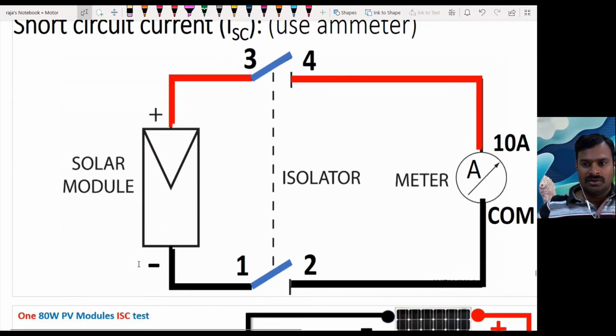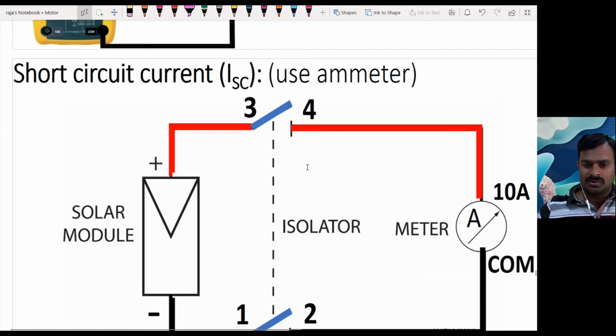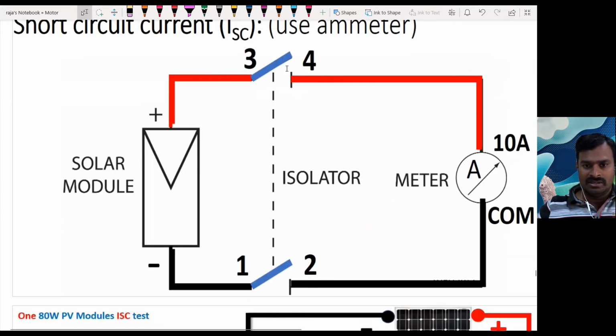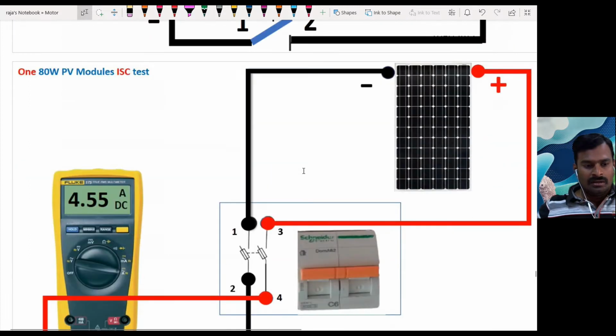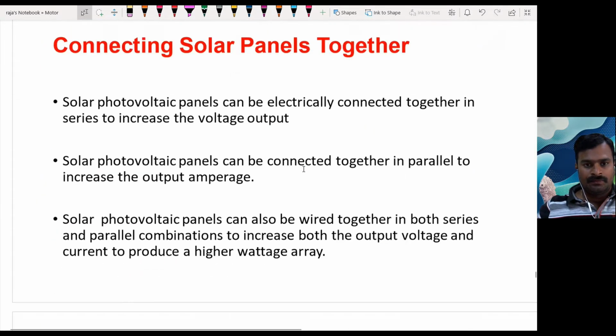For measuring the short circuit current, we are going to use the ammeter, and it is also connected in the same fashion. Since it is the short circuit current, we are just connecting it across the panel. That means we are shorting the panel, and we will see the current when light is given to the panel and the isolator is closed. This is what I get with this solar panel: almost 4.55 amperes when it is shorted with a multimeter. So that is how to measure the short circuit current and the open circuit voltage for a single solar panel.